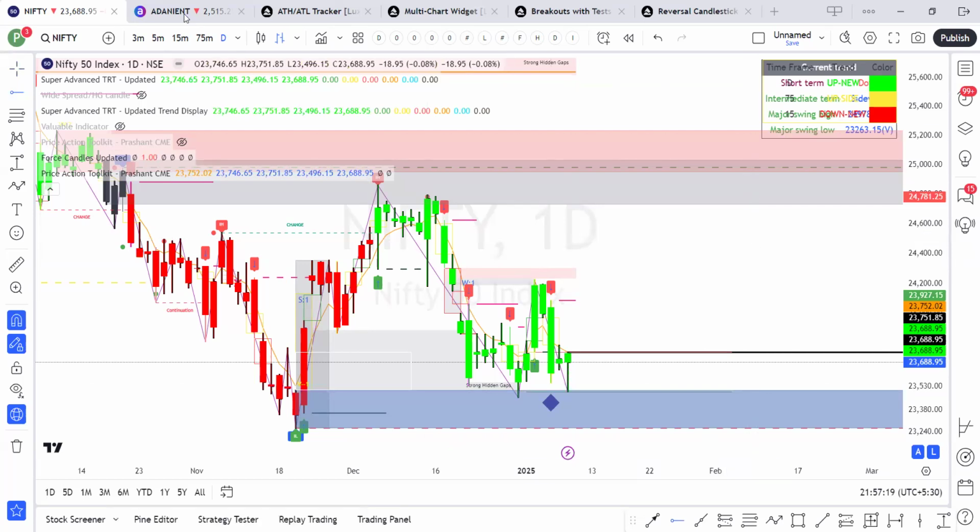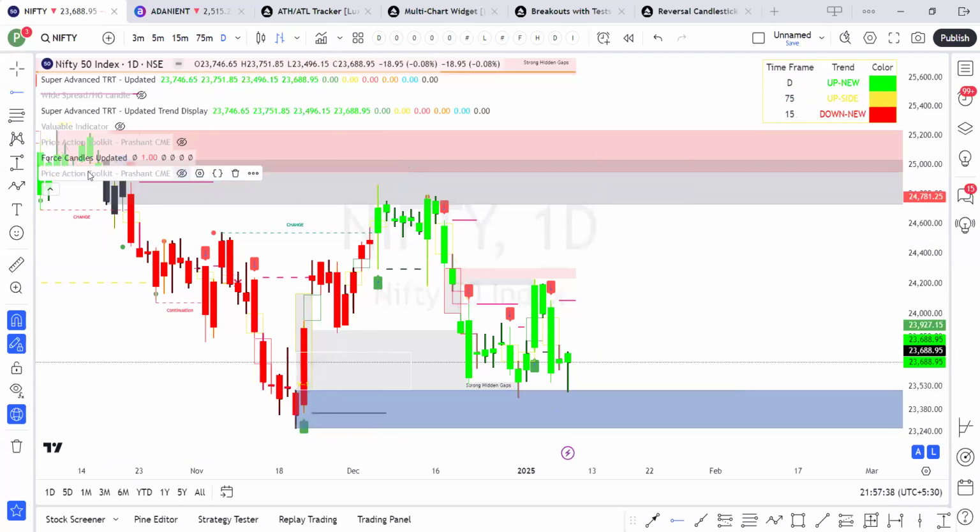Sir, in the 15 minutes time frame you told there is a buy area corresponding to the daily chart. How did you know? In the 75 minute chart. 75 minutes chart. Yes, this is daily chart.